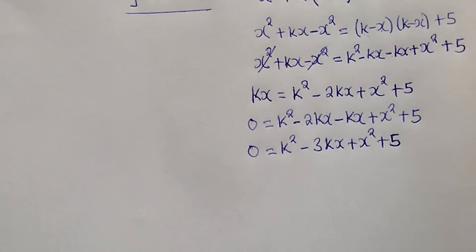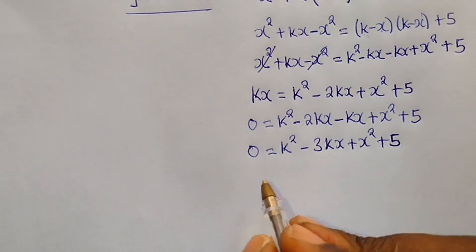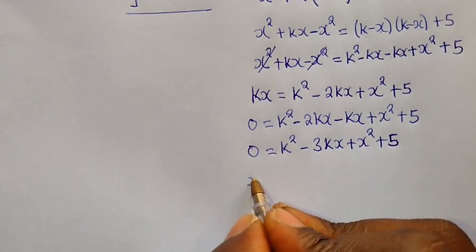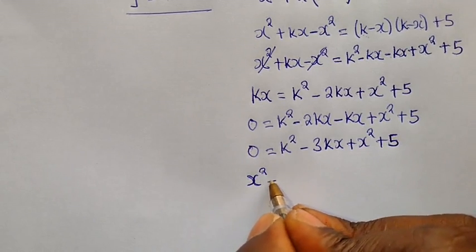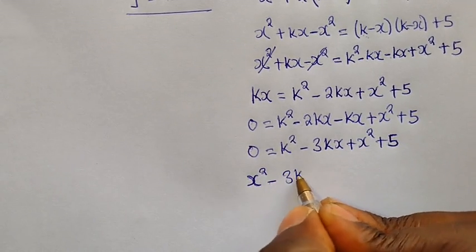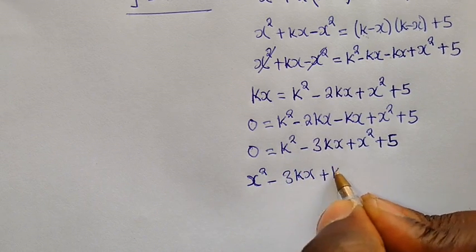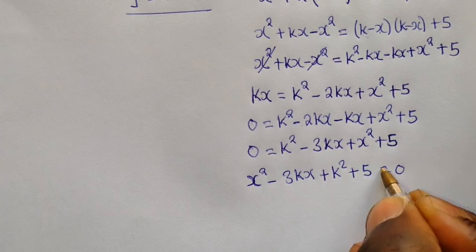All right, so from here now we are going to do this. Let us rearrange our equation. So we start with x squared, minus 3kx, then plus k squared, then plus a 5 is equal to 0.